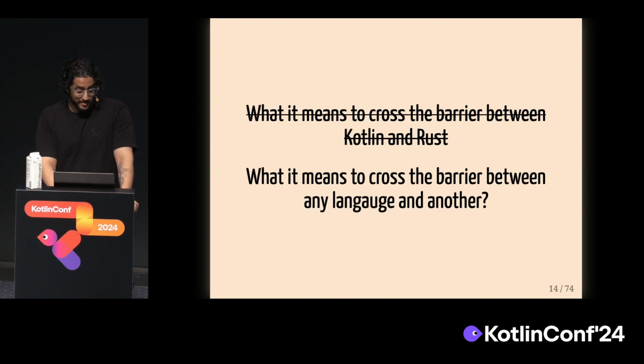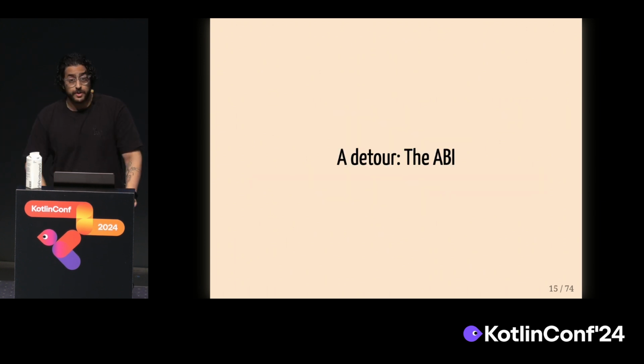So first, we're going to talk about what it means to cross the barrier between one language and another. And then we're going to take it back into Kotlin. I'm going to take a small detour. We'll talk about something called the ABI. Does anyone know what ABI stands for? Just shout it out.